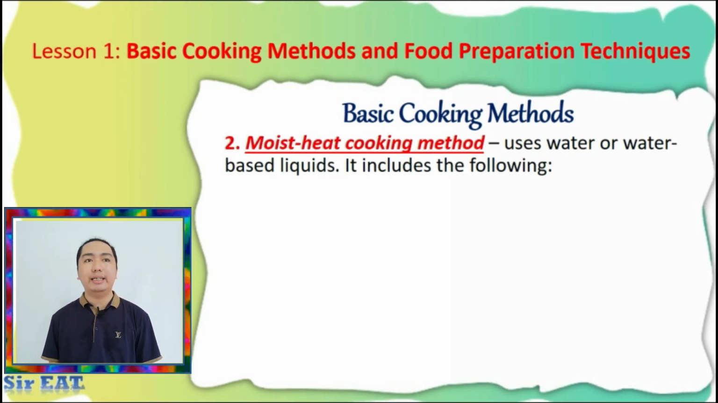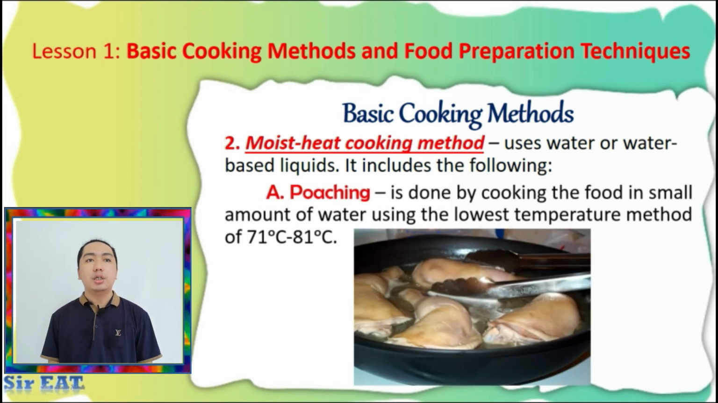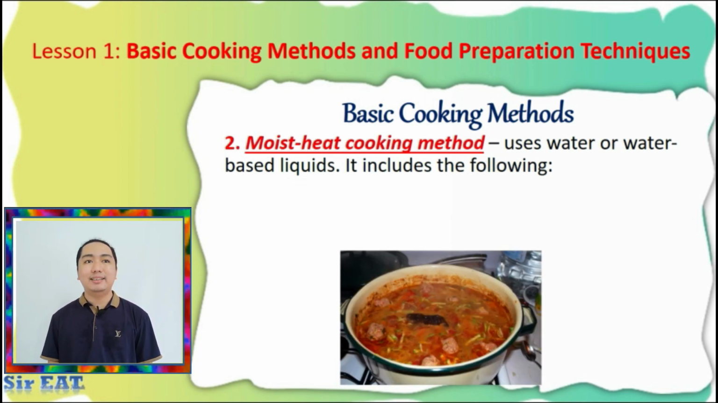Our second method is the moist heat cooking method. It uses water or water-based liquid. It includes the following. Poaching is done by cooking the food in a small amount of water using the lowest temperature, about 71 degrees Celsius to 81 degrees Celsius. Less movement of bubbles is observed in the process so as to cook delicate food items such as eggs and chicken.